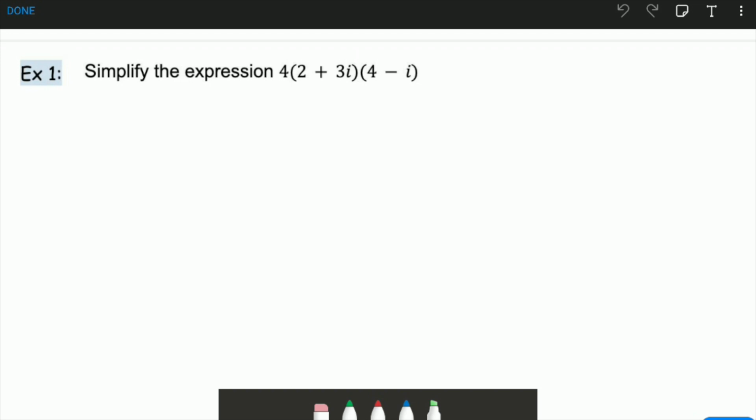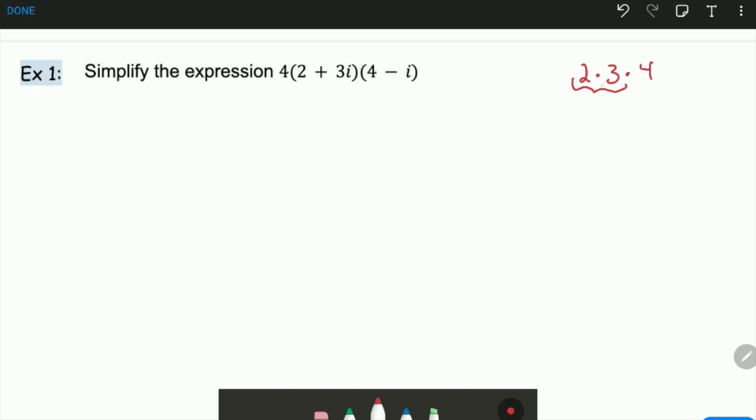Okay, in this example, we're going to simplify the expression 4 times the complex number 2 plus 3i times the complex number 4 minus i. To do this, since there are three things being multiplied together, we need to approach the problem the same way you would approach 2 times 3 times 4.